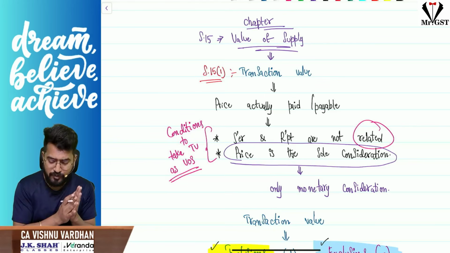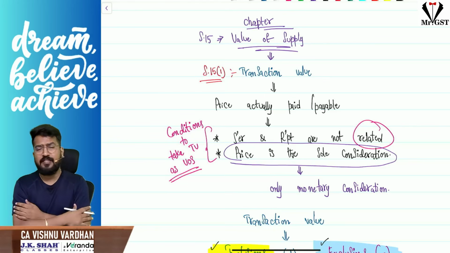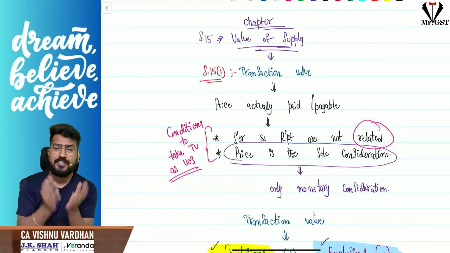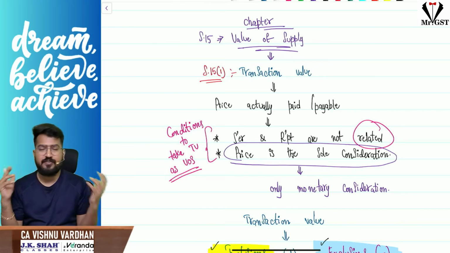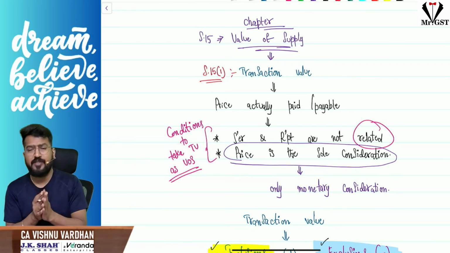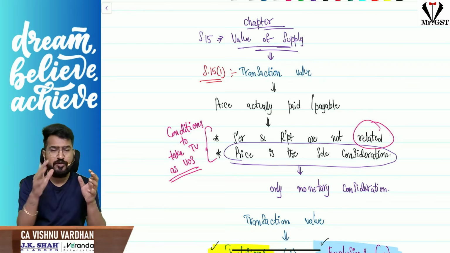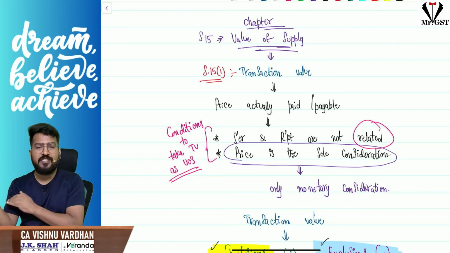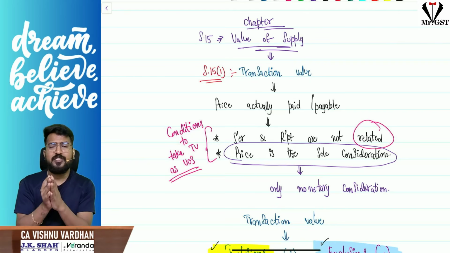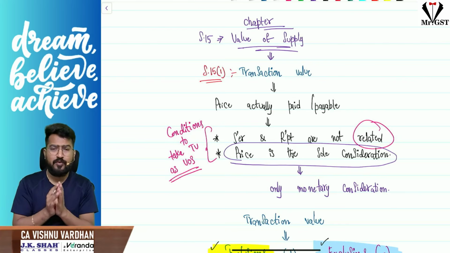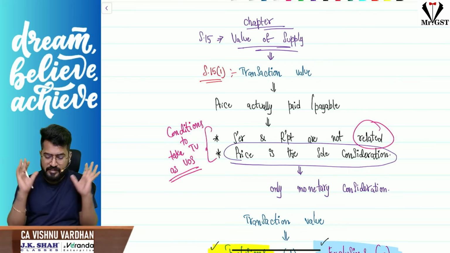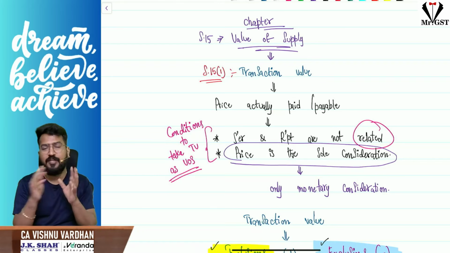So in this chapter, value of supply is dealt with in section number 15, and section 15 has 5 subsections: 1, 2, 3, 4 and 5. Subsections 1, 2, 3 mainly talk about value of supply, inclusions and exclusions. Subsection 4 and subsection 5 are purely for CA Final only; in CA Intermediate they are not there. That is the structure of this particular section and chapter in your CA course.